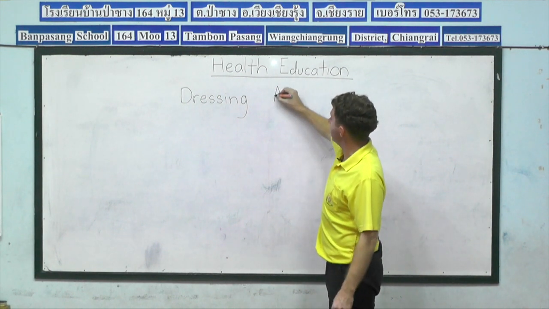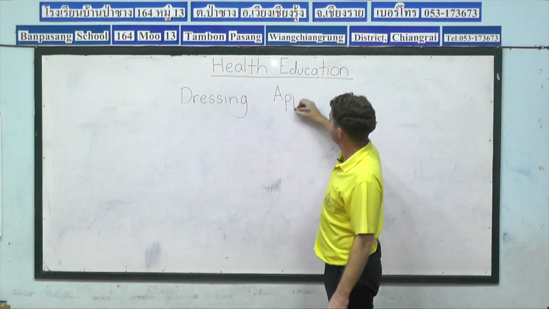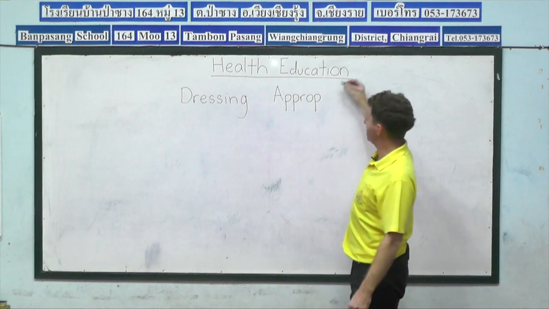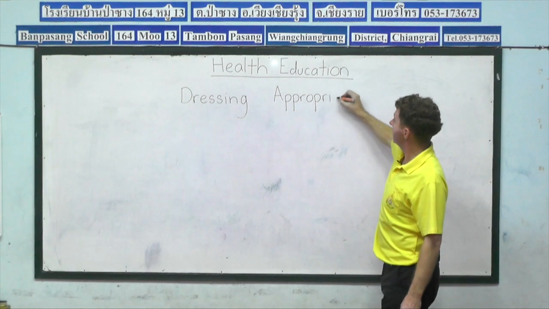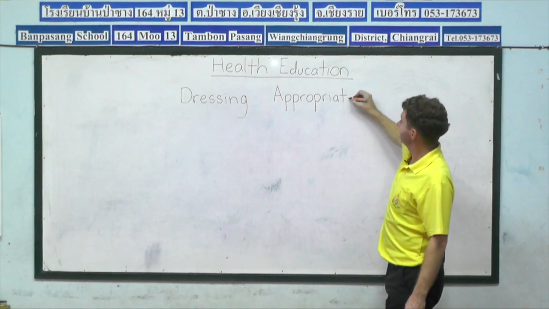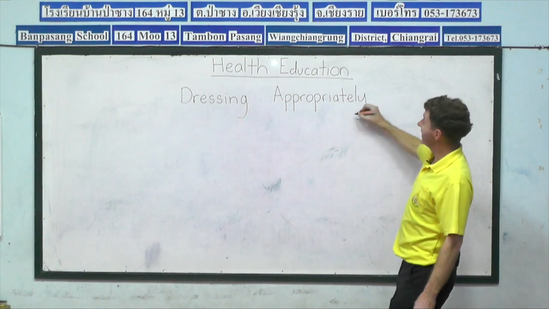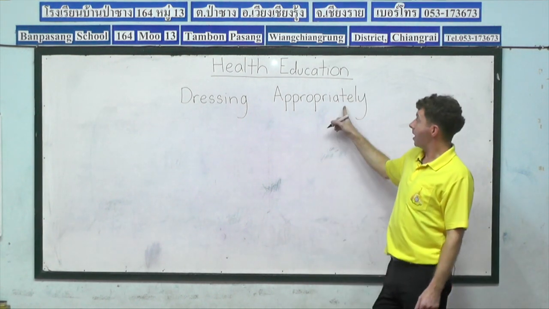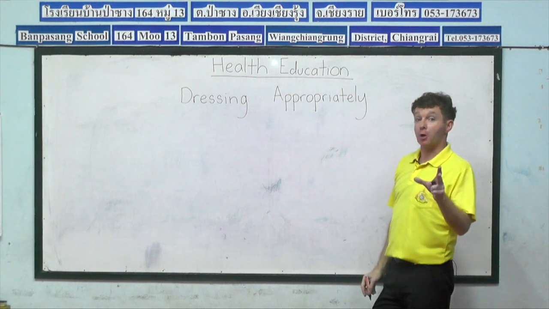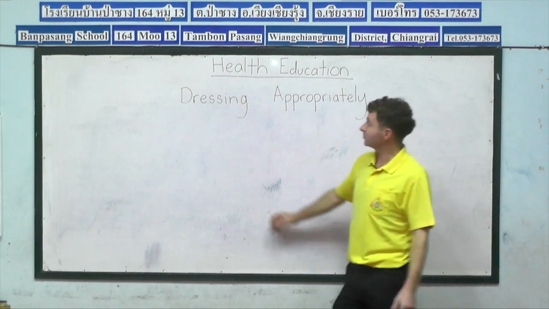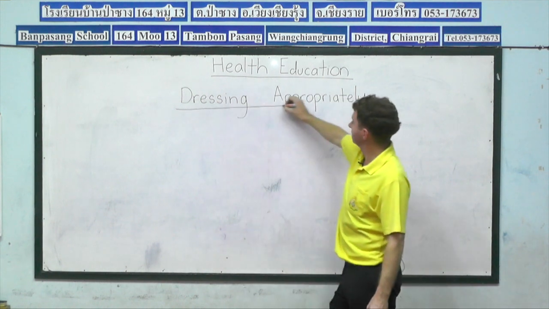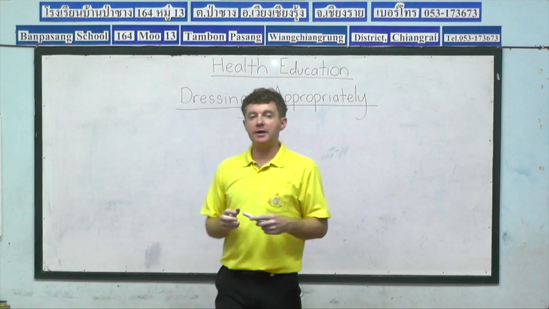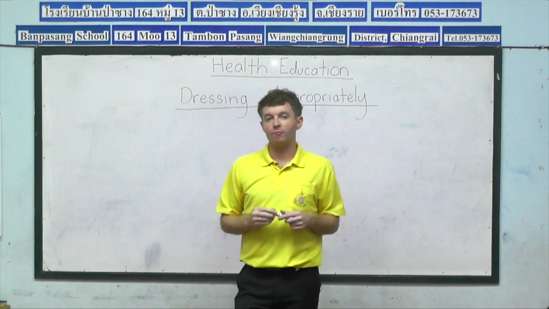Appropriately. A-P-P-R-O-P-R-I-A-T-E-L-Y. Appropriately. Appropriately means correctly and politely. So all together, guys, dressing appropriately. Okay, now what we need is examples of different places.